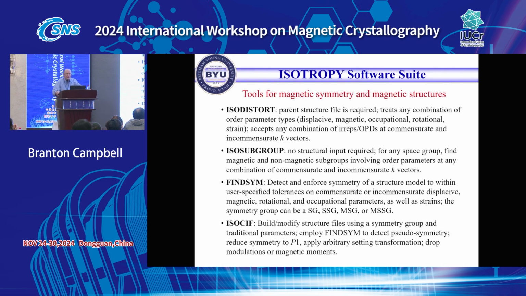So the ISODISTORT package is the main package of the isotropy software suite currently. We have not changed the original isotropy tool for many years now. It's a static tool. Most people use ISODISTORT, but there are still some people who enjoy the command line experience of using the original isotropy tool. It still works. So with ISODISTORT, you need a parent structure. You need a high symmetry structure.